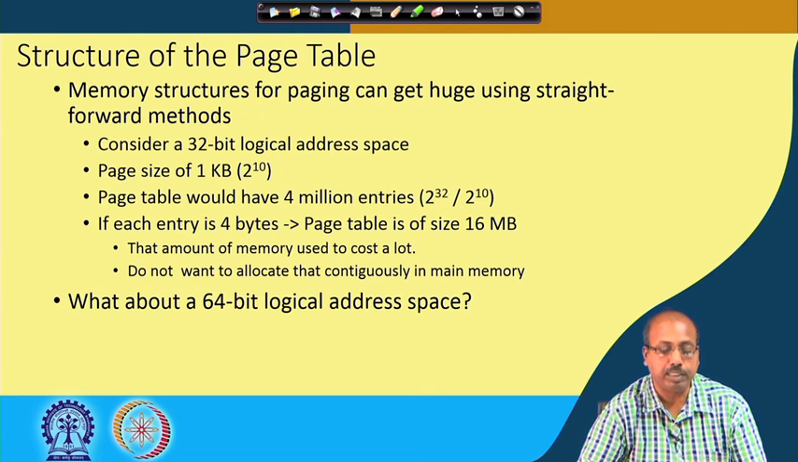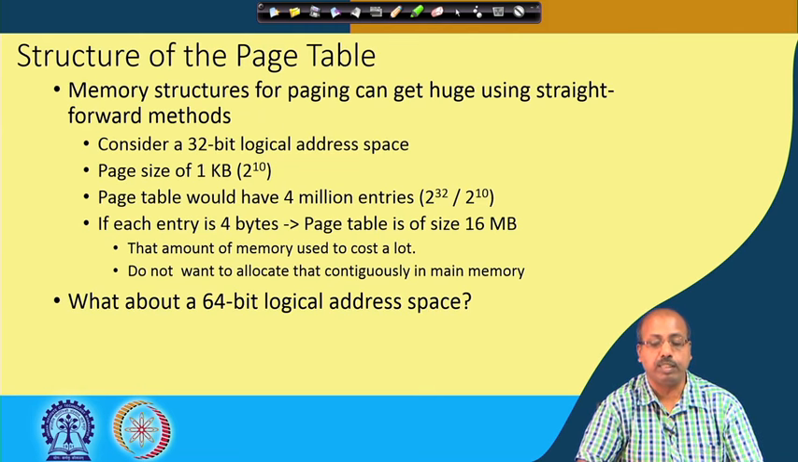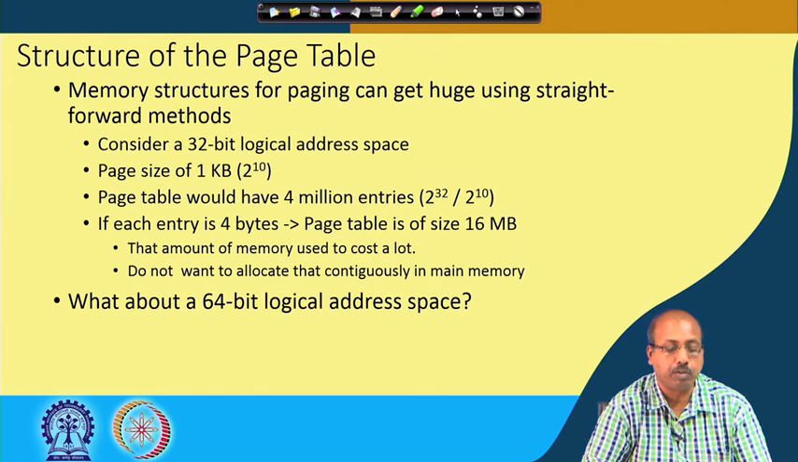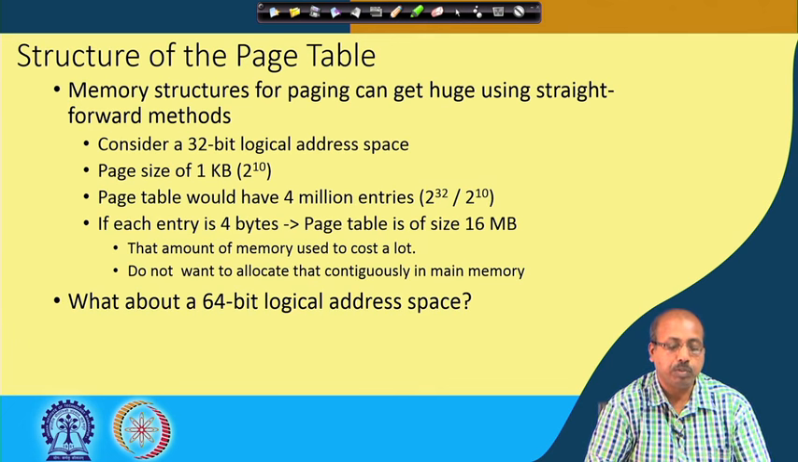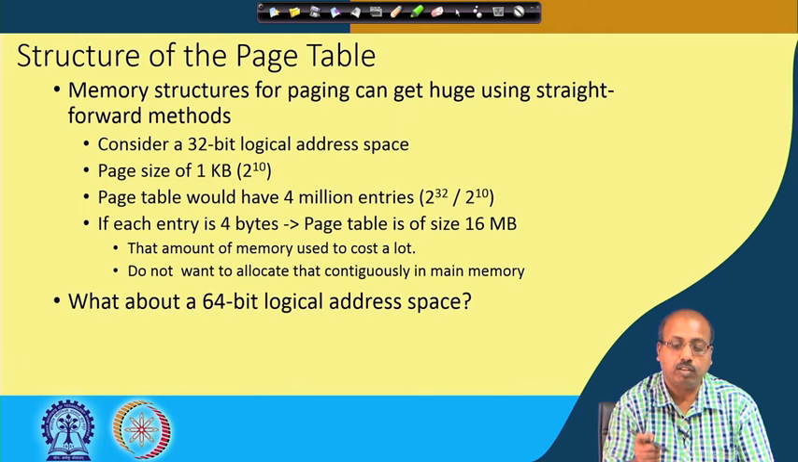Now, structure of the page table. Memory structures for paging can get huge using straightforward methods. Sometimes we can see that the page table size is growing significantly. For example, suppose we have a 32-bit logical address space, which is quite common. In fact, in today's processors you will find that the address bus is 64-bit or 128-bit. So, a 32-bit address bus is pretty old, I should say. With that, if we consider that page size is about 1 kilobyte, then 10 bits will be used in the logical address.